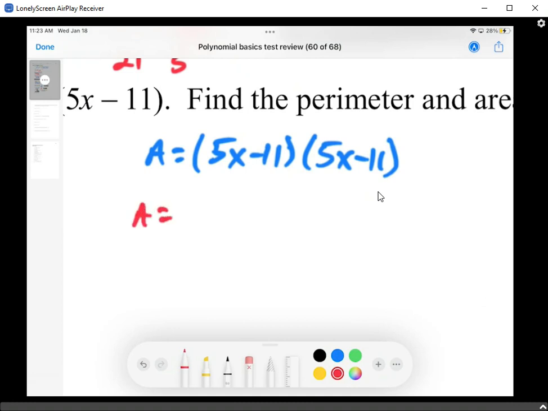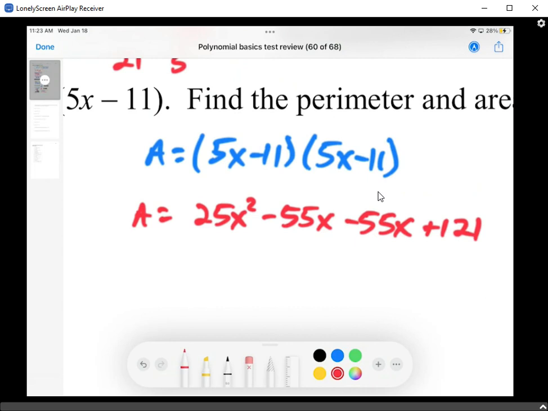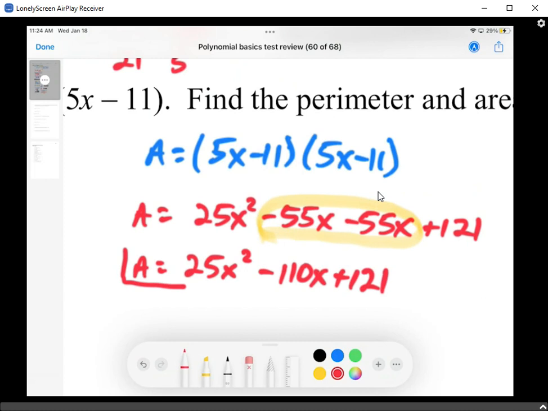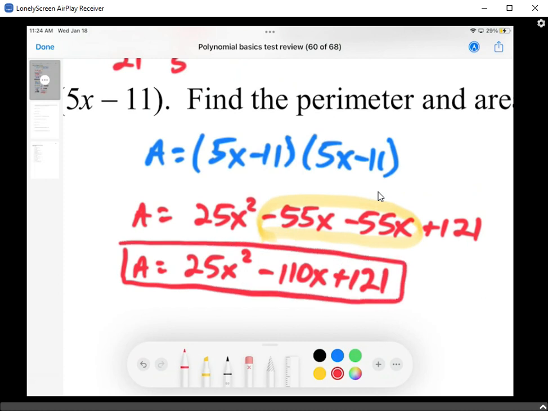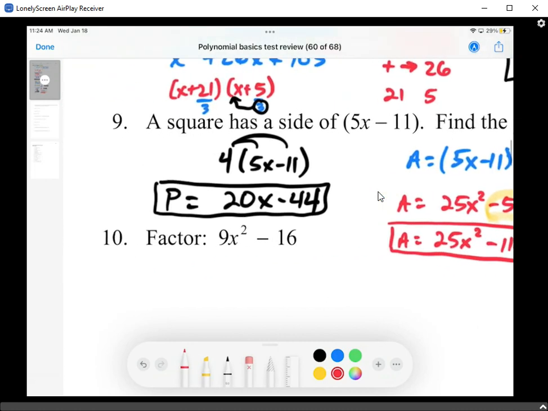Okay, that area is going to be equal to 25x squared, outer times outer, minus 55x, minus 55x again for the inner, and then last would be plus 121. I'm looking at the middle right here and I see like terms that can be combined. So my final answer for that one, I'll put 25x squared minus 110x plus 121. That's my area. Side length times side length right there.